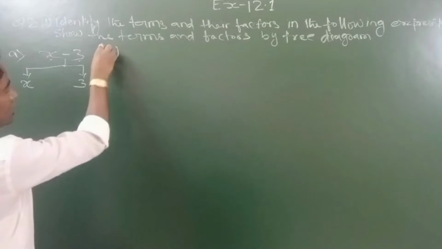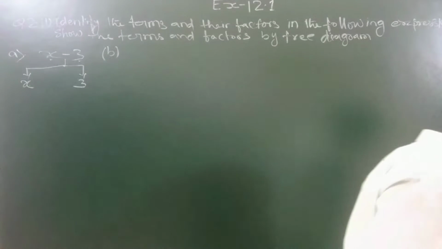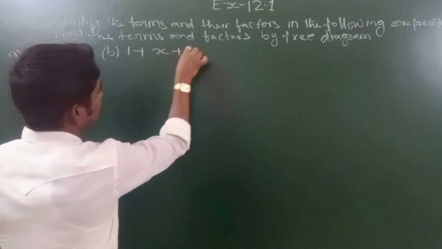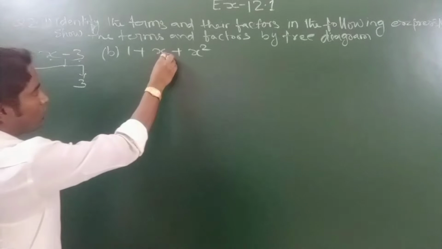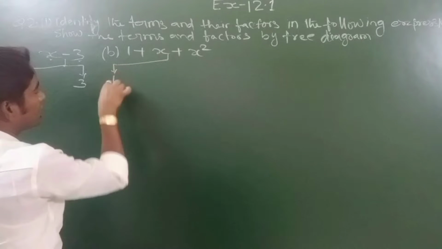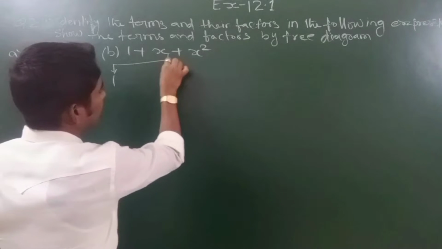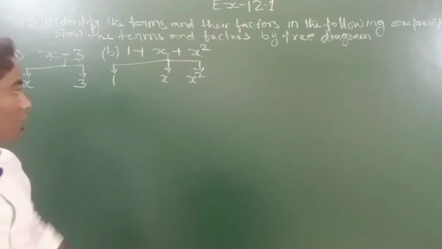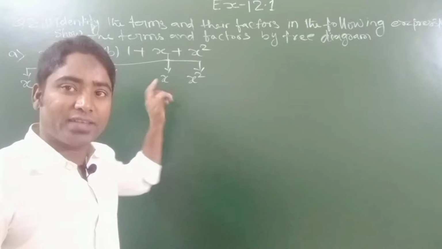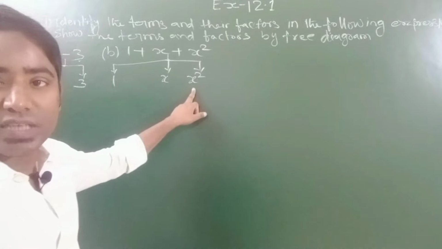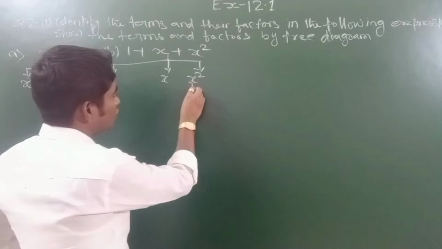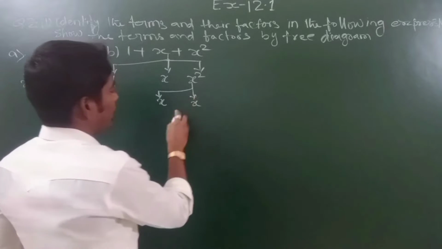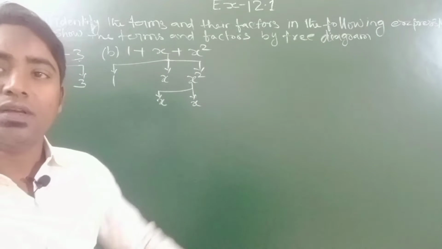Okay, moving to the next segment, segment number B, students. B is 1 plus x square. Now if you break this, students, here it will come 1, here it will come x, and here it will come x square. Now 1 is in the simplest form. You cannot break this x also, as it is in simplest form. But this x square you can break into two parts. Here you will get x and here you will get again x, because x into x makes x square.